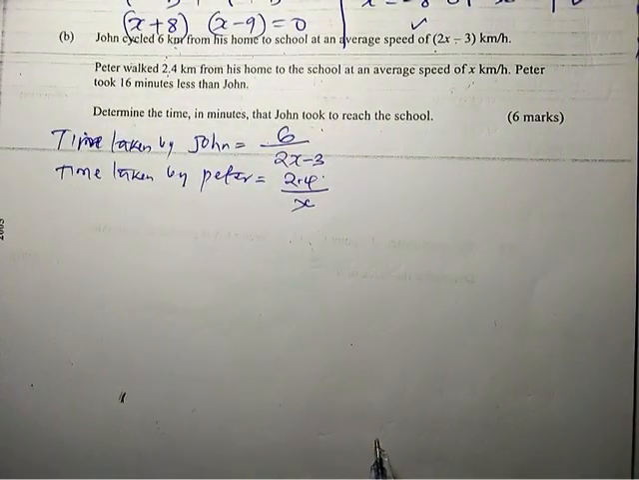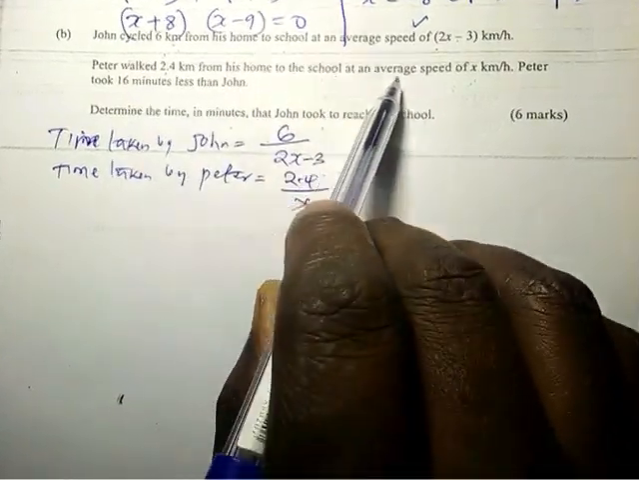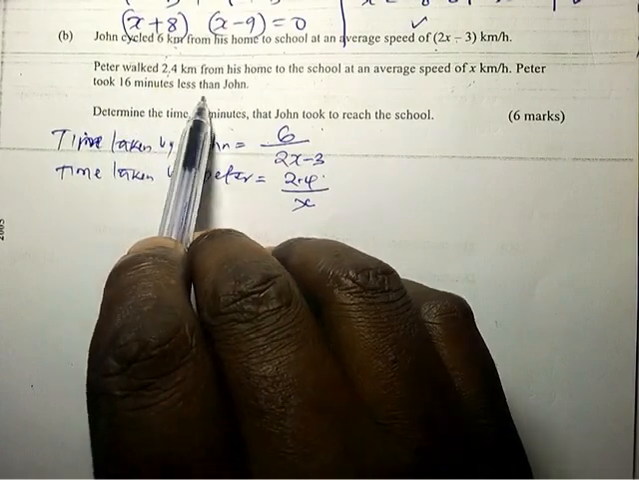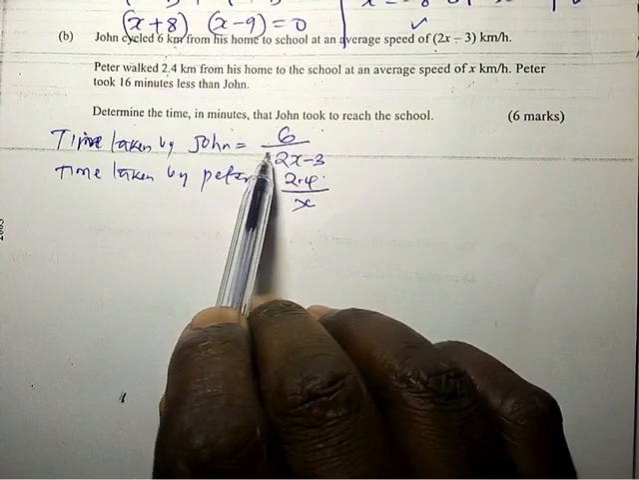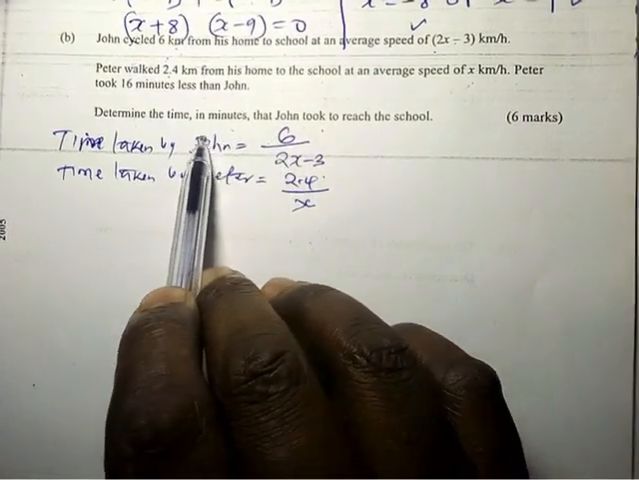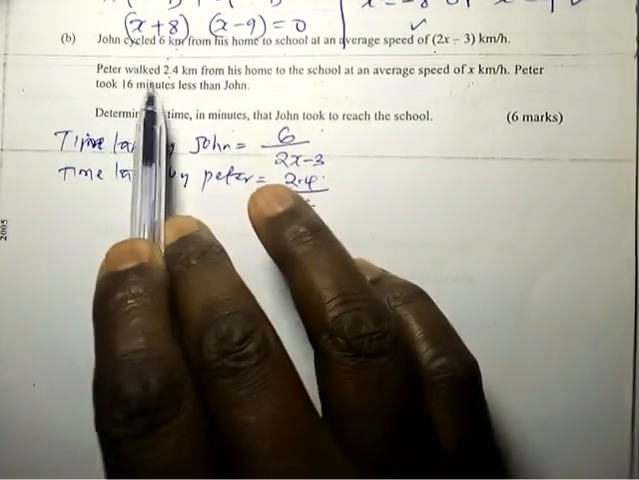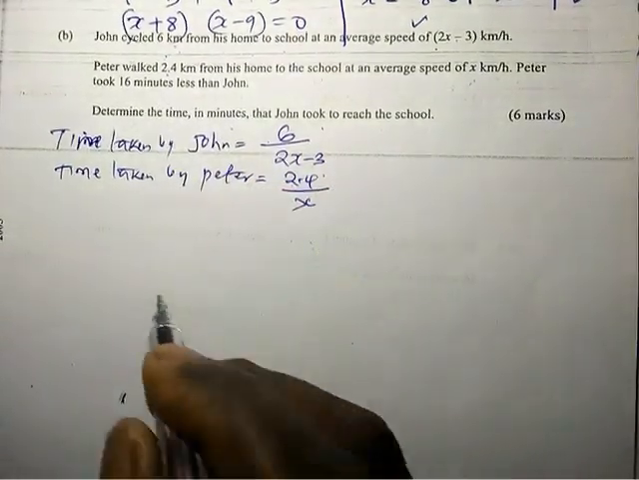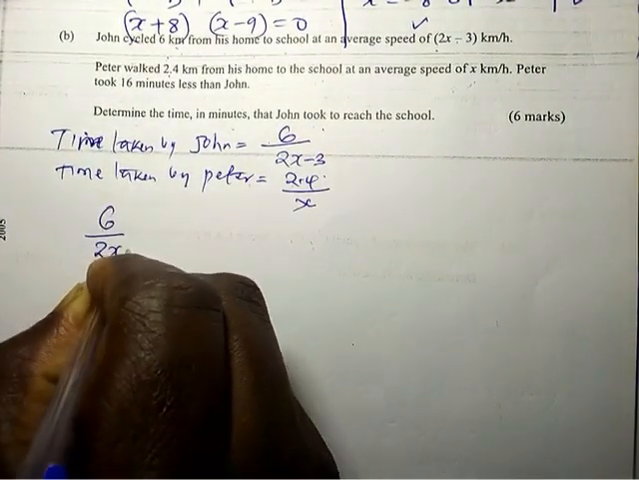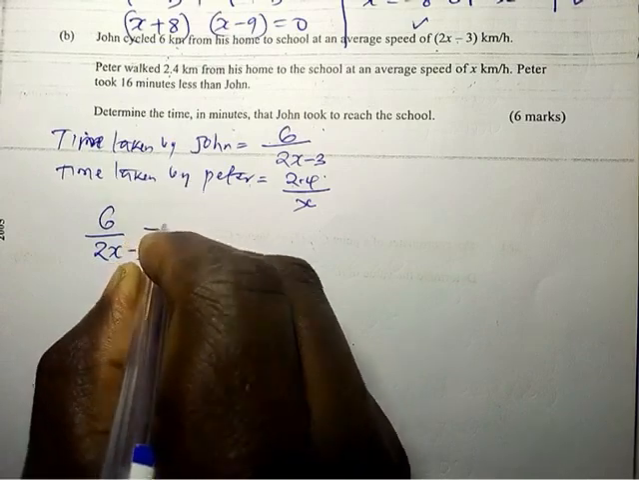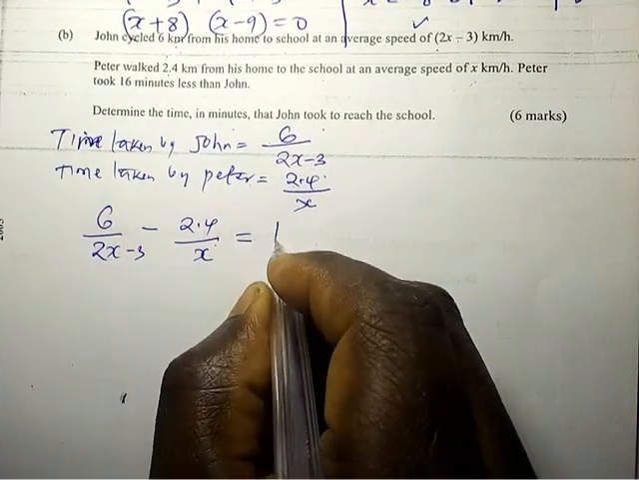But by so doing, who arrived earlier? Peter took 16 minutes less than John. So this one took 16 minutes less, and this one took more time. So if we take John's time and subtract Peter's time, we get the answer, which is 16 minutes. That's what it means. So time for John, 6 over 2x minus 3, we subtract 2.4 over x for Peter. The answer should be 16.